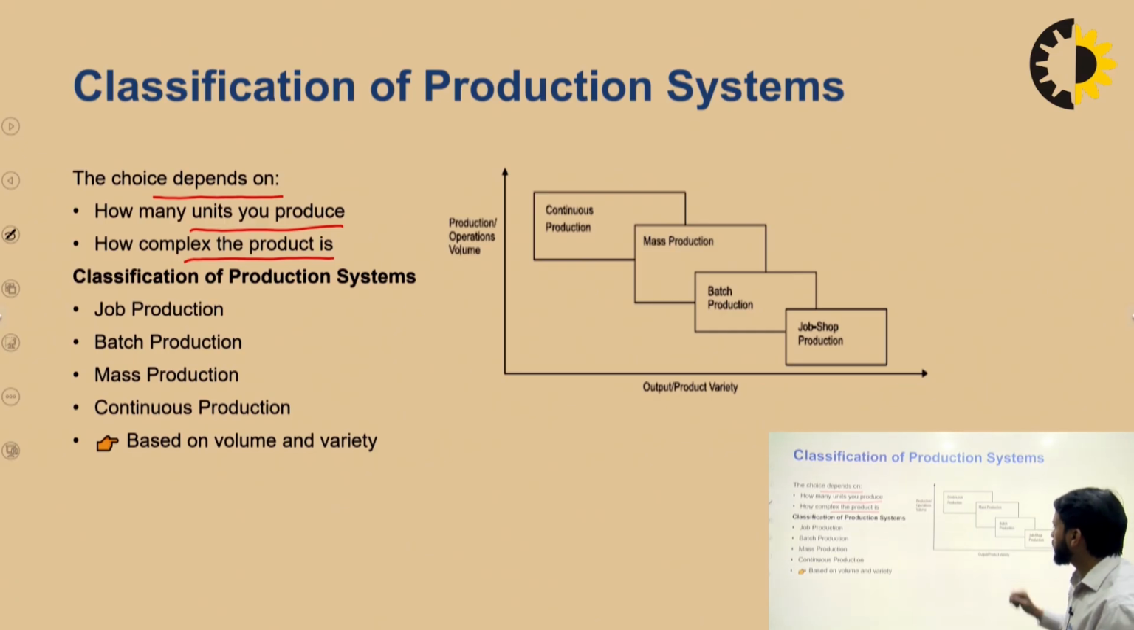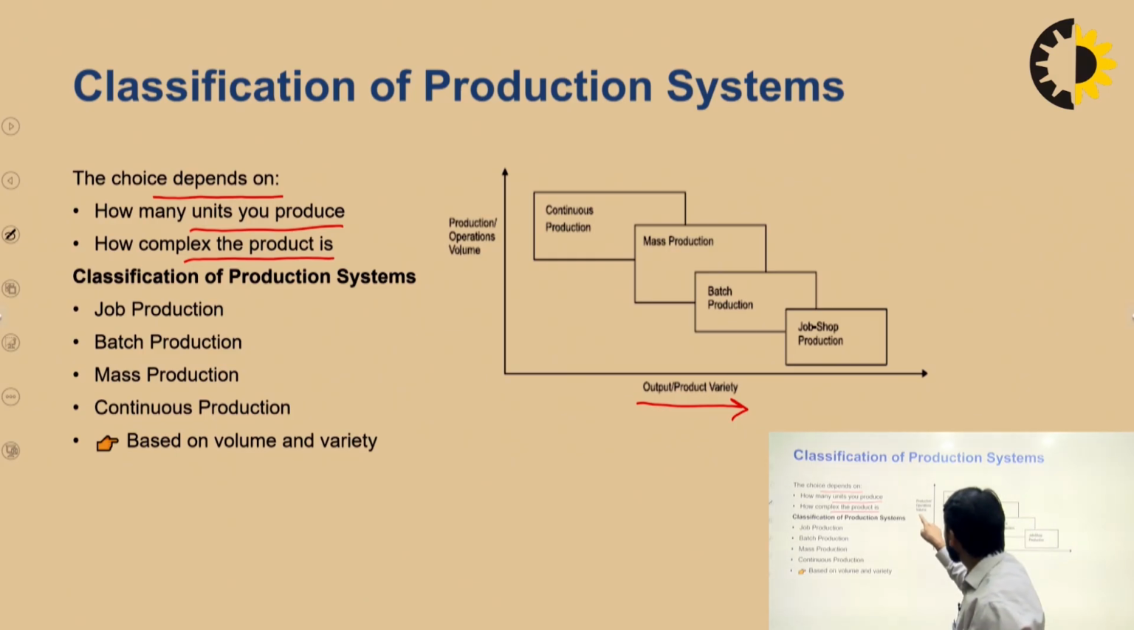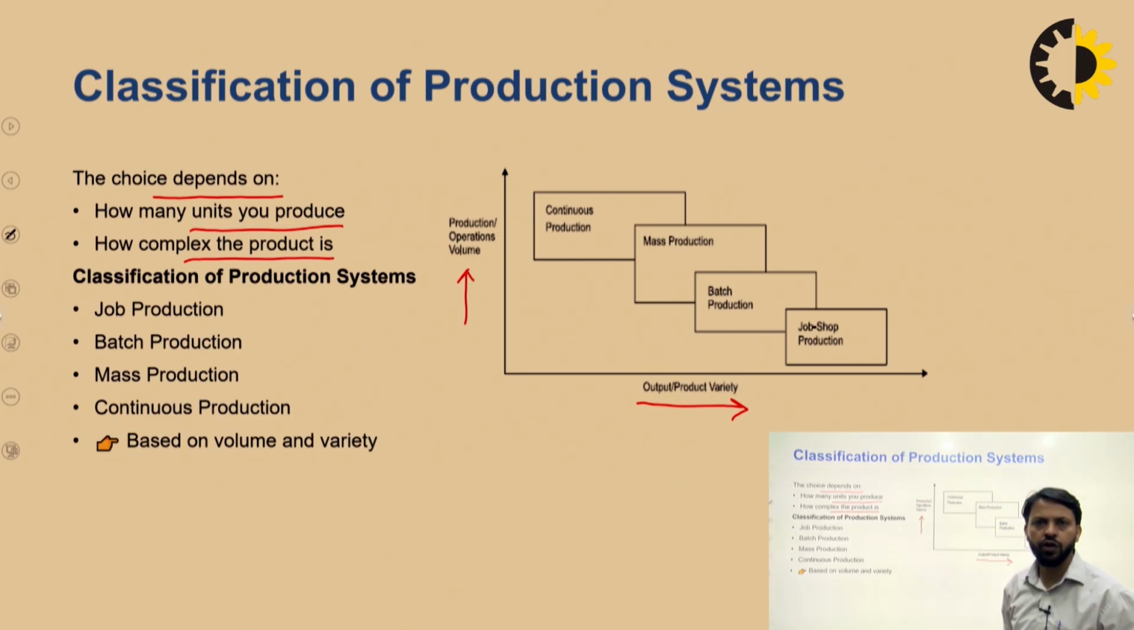On the x-axis, we have product variety. Is it a simple product? Is it a complex product? Is it a customized product? So you can see on the x-axis we have the product variety, and on the y-axis we have the volume of the production, how much production we are going to use.